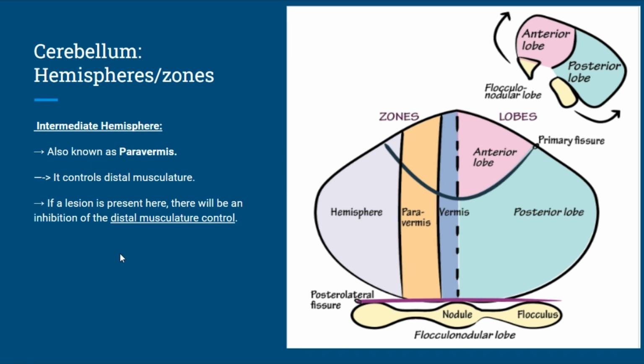The second one is the intermediate hemispheres, also called the paravermis. So you look right here. This is the midline vermis, and the paravermis is beside the vermis on either side, and it controls the distal musculature. The more central you are, the more central musculature you're controlling, and if you go away, it's going to be a distal one. So the paravermis actually controls the distal musculature, and if there is a lesion present here, there will be an inhibition of the distal musculature control.